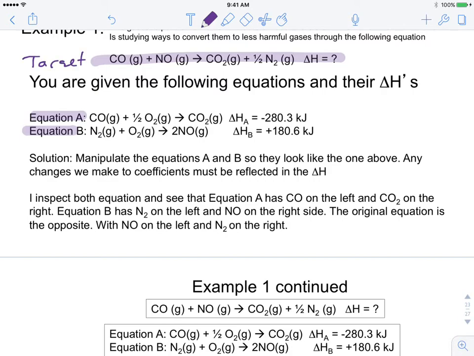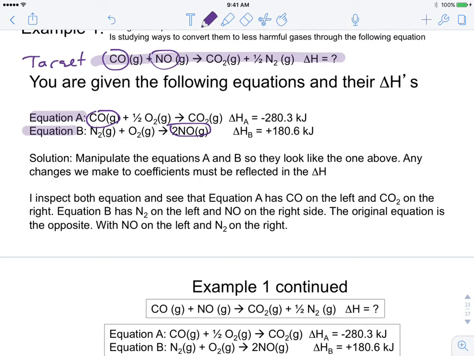So when I look at A, I notice something unique to it that's not in anything else would be either the CO2 or the CO. And so here's my CO right here and my CO right here. When I look at the second equation and I look for something unique to it, I notice that there's N2 and then there's also NO. So I see there's NO and there's NO. So I inspect both of these. I'm looking for something unique.